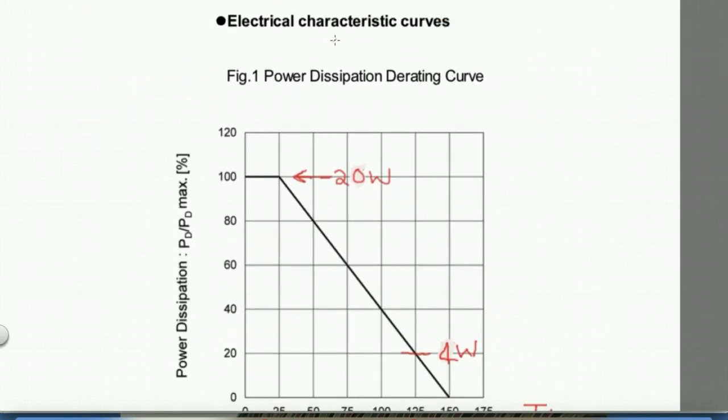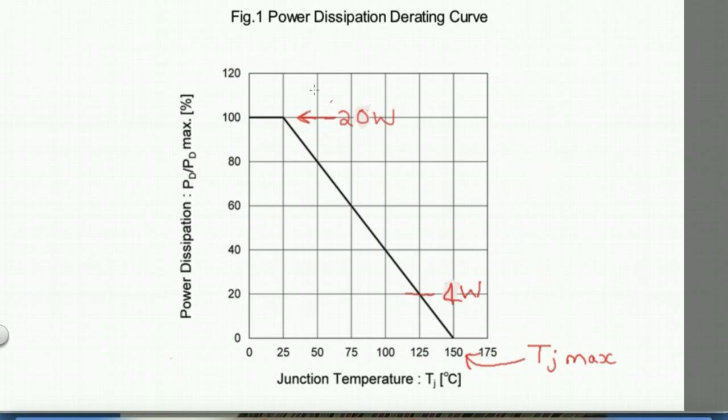Coming to electrical characteristic curves, figure 1 provides power dissipation derating curve. At junction temperature of 25 degrees Celsius, this MOSFET is rated for 20 watt dissipation, but if the junction temperature is higher, say it is at 125 degrees Celsius, then only 4 watt can be dissipated in this MOSFET. At max junction temperature of 150 degrees Celsius, we wouldn't be able to use this MOSFET.